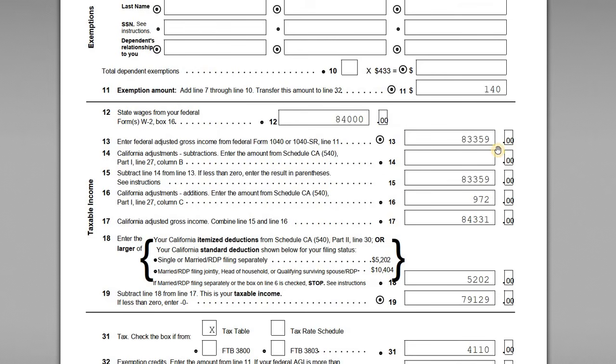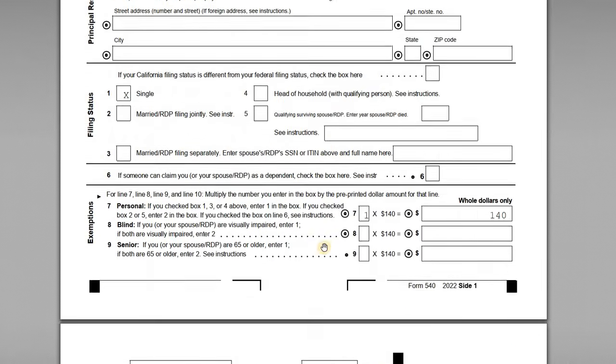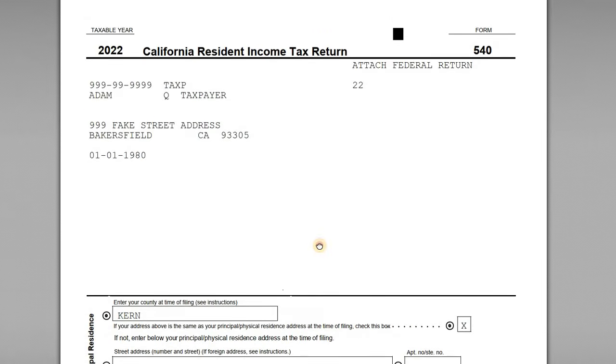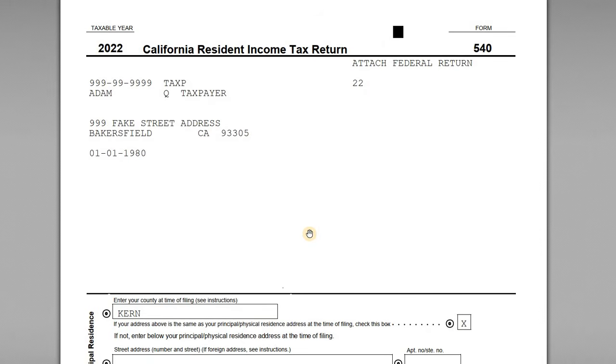Our AGI is $83,359. And then you have California adjustments, either subtractions or additions to income, to arrive at your California adjusted gross income. So that's why, practically speaking, you cannot do a state return for most states until you complete your federal return in its entirety.